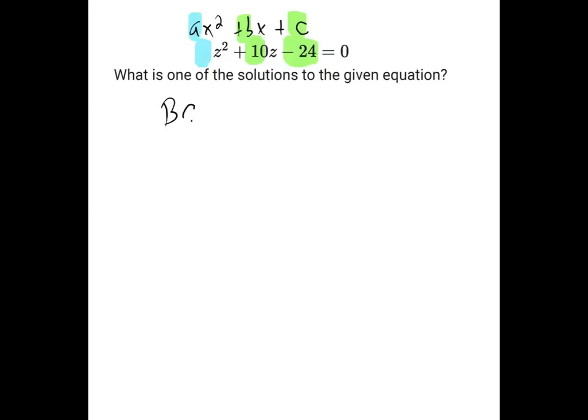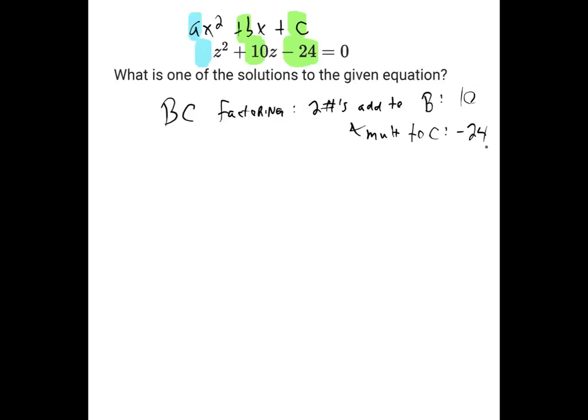That's BC factoring, where we need two numbers that add to the b and multiply to c. Two numbers that add to b and multiply to c. So our b is 10, our c is negative 24.